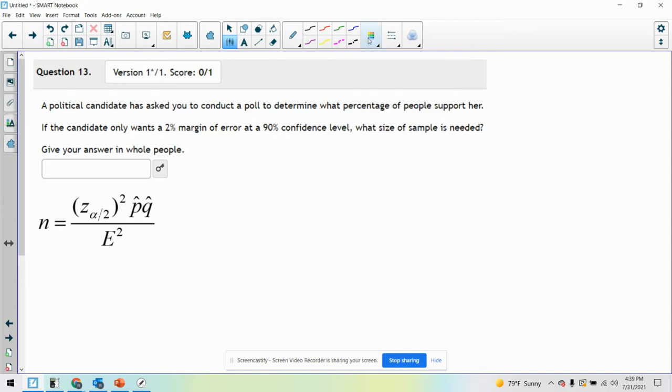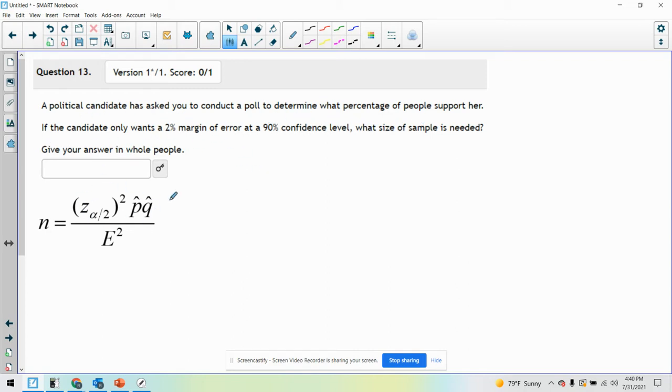So we'll just do this example together, then I'll kind of explain where these numbers are coming from. So it says a political candidate has asked you to conduct a poll to determine what percentage of people support her. If the candidate only wants a 2% margin of error at a 90% confidence level, what size of sample is needed? Give your answer in whole numbers.